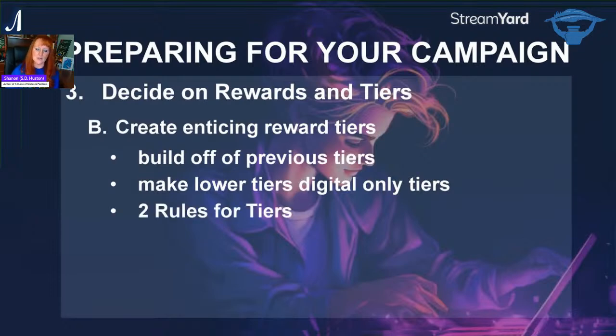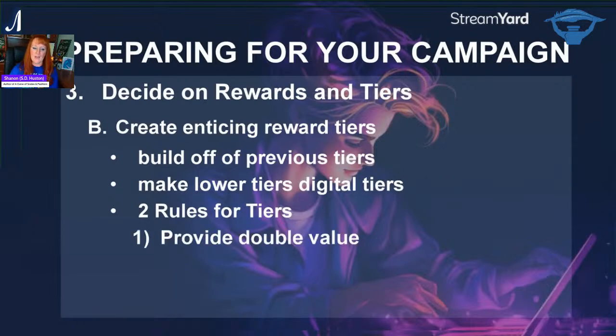And then there's 2 rules. So this is the important part to take away. 2 rules when it comes to your tiers. Provide double value. Okay. This is really easy to do when you're looking at physical products, because when you price your print book, for example, it may cost like $7 to print it, and it's going to cost $4 to ship it. So now it's $11. Well, you want to make some money off of it, but it's essentially $11.